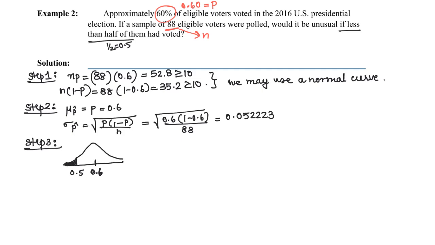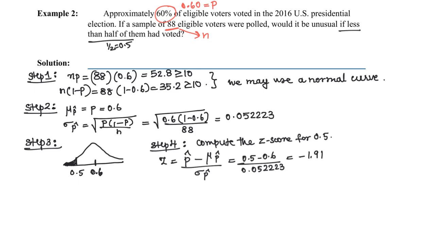And now use the table and compute the z-score for 0.5. So I got z-score as negative 1.91. So use the table and find the area to the left of z equal negative 1.91, and we can see that that is equal 0.0281.